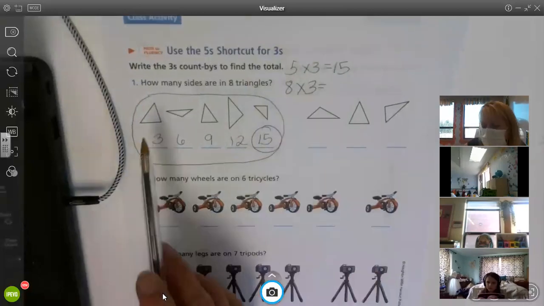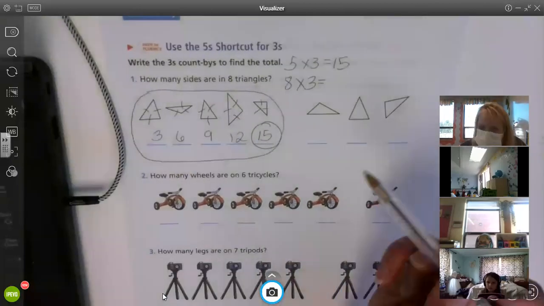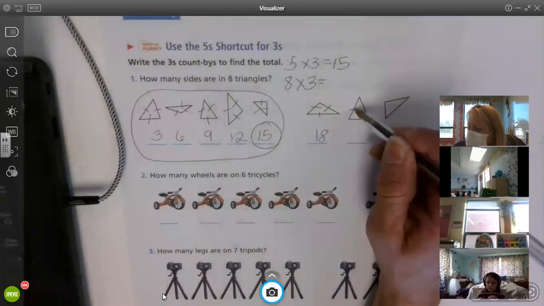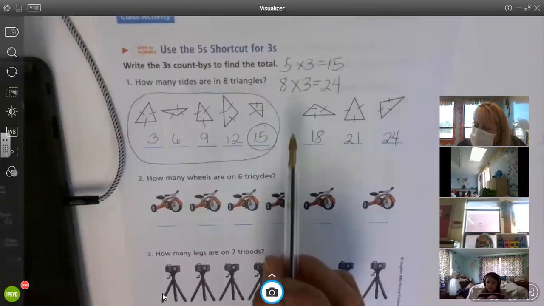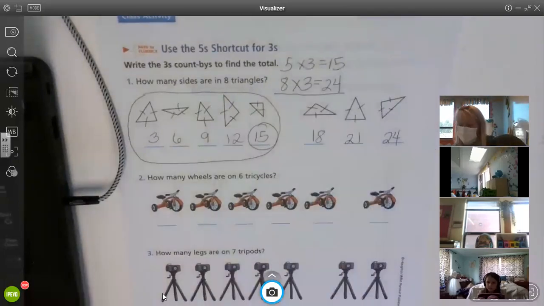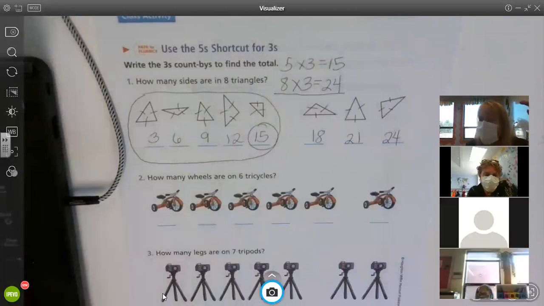So I like 12, 15, 16, 17, what would the next one be? 18, 19, 20, 21, 22, 23, 24. So if I do a shortcut, maybe I don't know what 8 times 3 is, but I sure know what 5 times 3 is. If I know 5 times 3 is 15, I can at least then only count 3 more. 16, 17, 18, 19, 20, 21, 22, 23, 24. 8 times 3 equals 24.